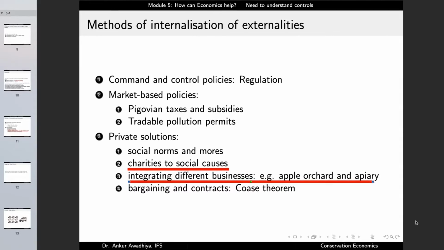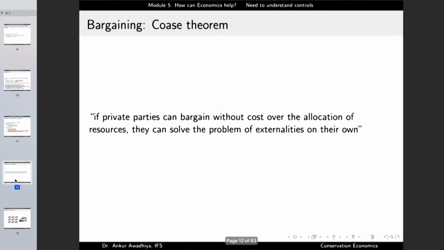So these are different options that are available for internalization of the externalities. Now, we'll look at Coase theorem in more detail here. Coase theorem says that if private parties can bargain without cost over the allocation of resources, they can solve the problem of externalities on their own. So it only talks about the private parties. There is hardly any role of the government here.